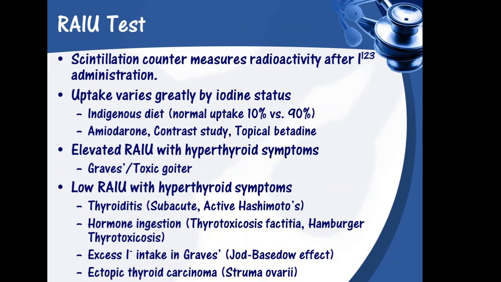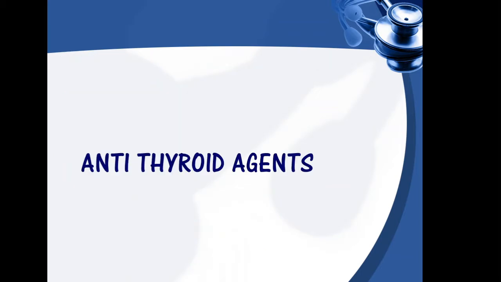So an elevated RAIU with hyperthyroid symptoms causes diseases like toxic goiter. If your RAIU levels are low, then that could include diseases like thyroiditis, hormone ingestion, excess iodine intake, Graves' disease, and ectopic thyroid carcinoma.